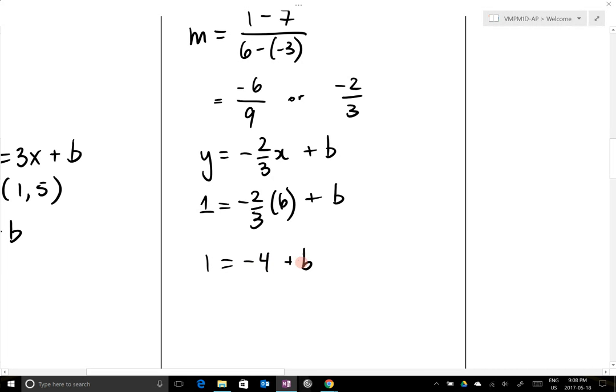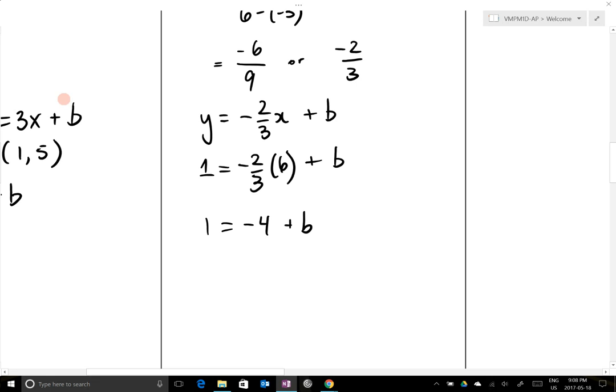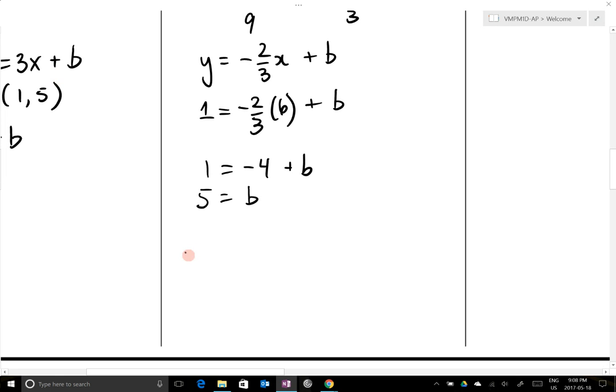And if I'm solving for b, I've got to isolate. What happens if I add 4 to both sides? I get rid of this, and this becomes 5. So 5 equals b. Okay, and once you find your b value, you write the equation y equals, and then write your slope, which is negative 2 over 3 multiplied by x plus 5.